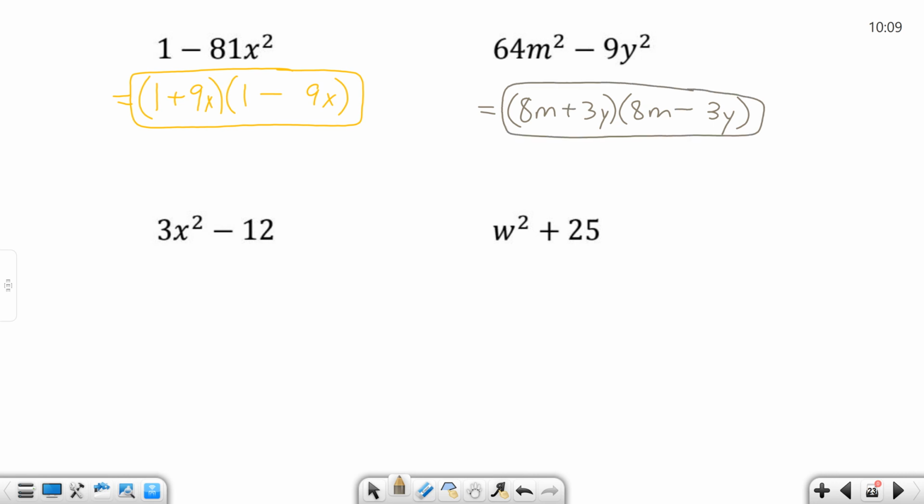On all of these, how could you check this? You could FOIL it. If I FOIL this, 8m times 8m gives me the 64m squared. Then when I do the outer and the inner, that's going to be minus 24my and plus 24my, and those cancel. That's why this works. And then the last is minus 9y squared.